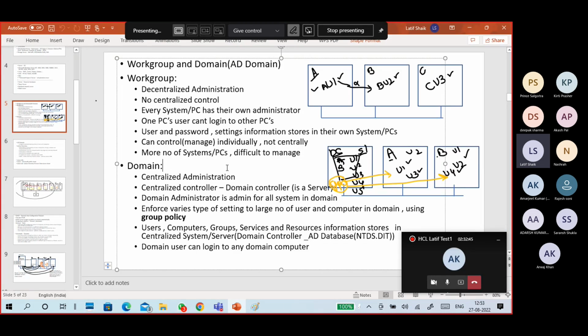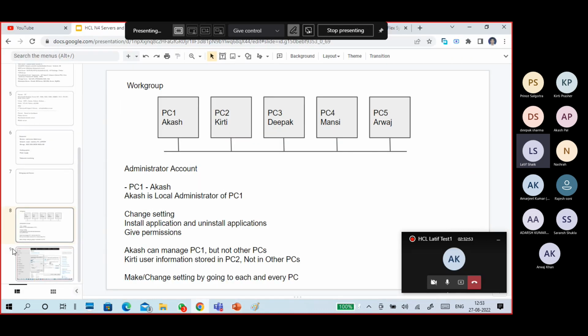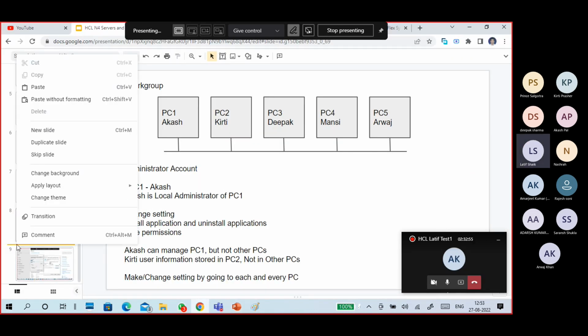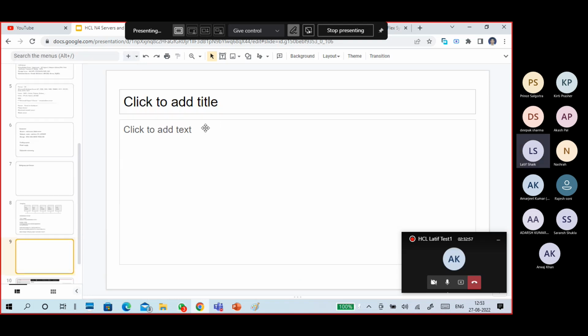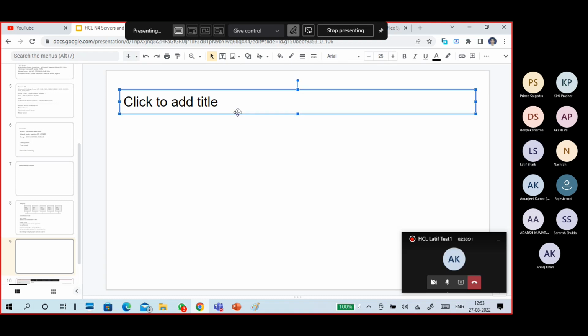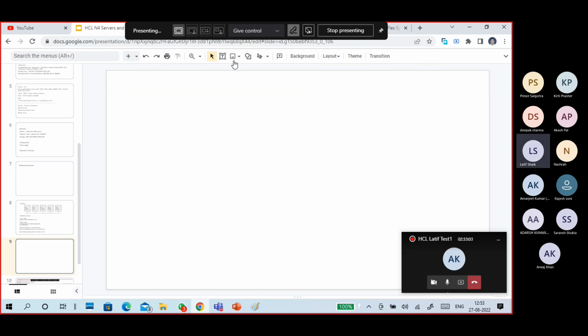What is a domain? Here it is. It is a centralized administrator. Guys, again I'm going to draw a picture here, the same picture only. I think today we can only go with this part. So on Monday I will explain about DHCP, DNS, and then the remaining parts.